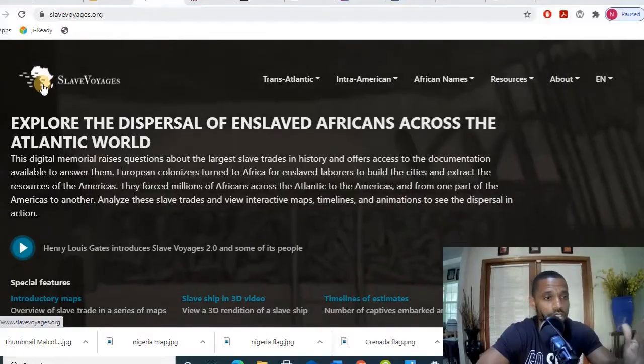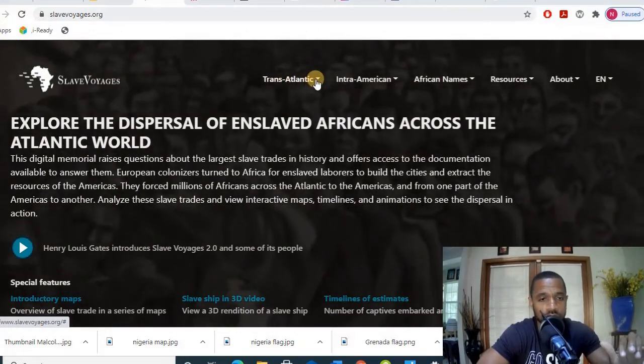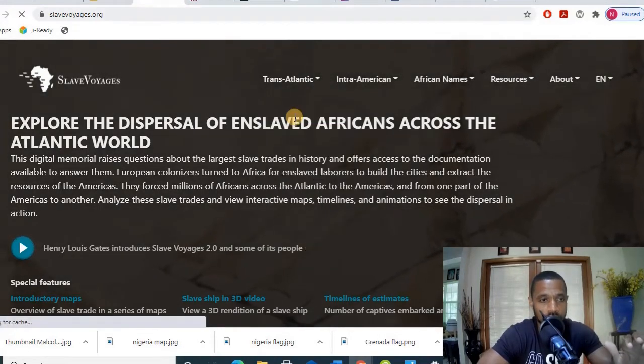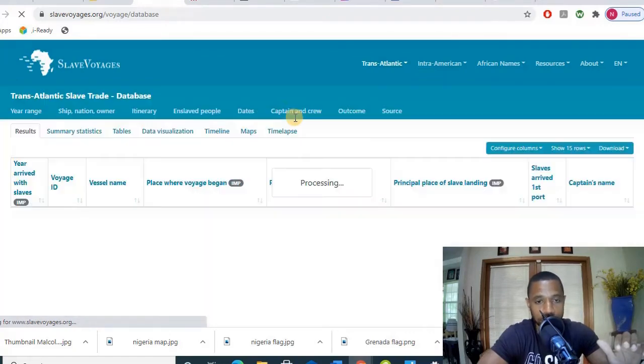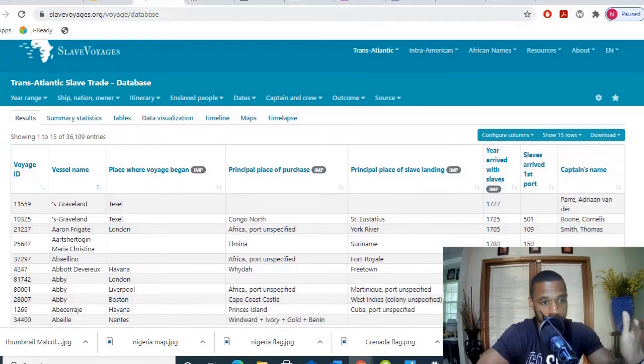So this is what I did. I went to the Transatlantic Slave Trade Database, Slave Voyages. I go here where it says Transatlantic, I click that, and go here where it says database. I click the database. Now it gives you a bunch of random ships. This first page looks pretty random. It used to be that the first page was just a lot of Brazil.